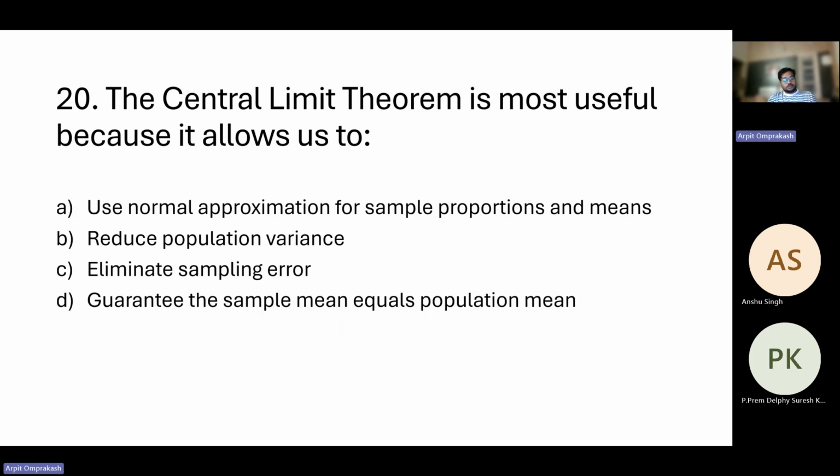The central limit theorem is most useful because it allows us to use normal approximation for sample proportions and means, reduce the population variance, eliminate sampling error, and guarantee the sampling mean equals the population mean. Okay, so you cannot make the guarantee. So this is a false statement.